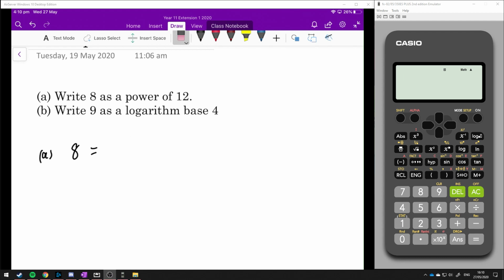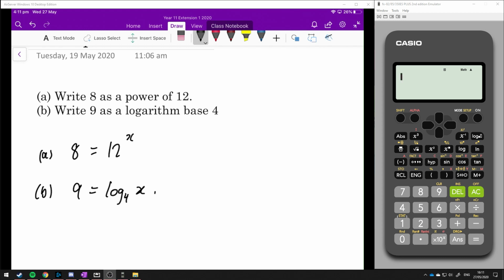I think it's actually meant to be like this. There we go. Power of 12. That's better. Then part B. Write 9 as a logarithm base 4. Okay, so 9 is equal to log base 4 of x. So just like that. Okay, and that's it for those ones.